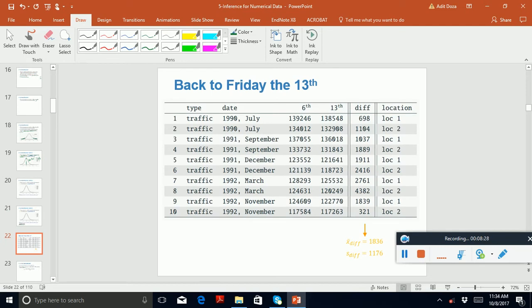Now, back to the Friday the 13th example. They collected data for Friday the 13th in July and in September, so they have the actual differences between the 6th and the 13th. These are the differences, as you can see.